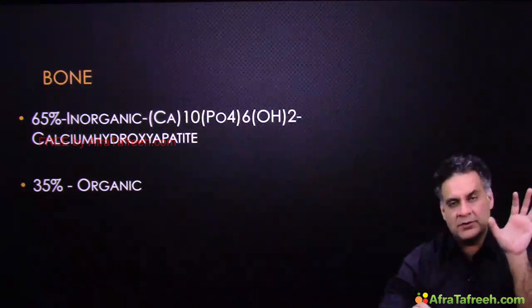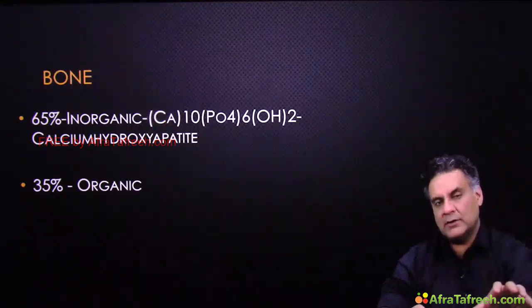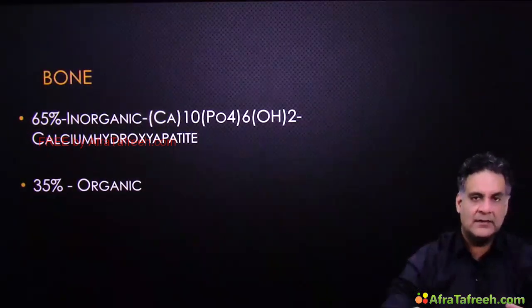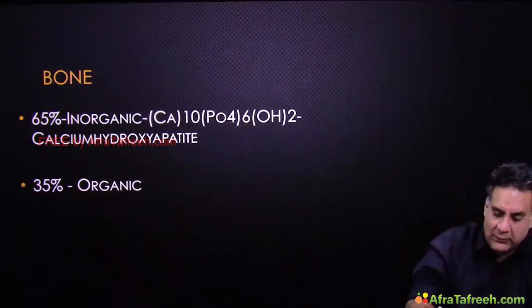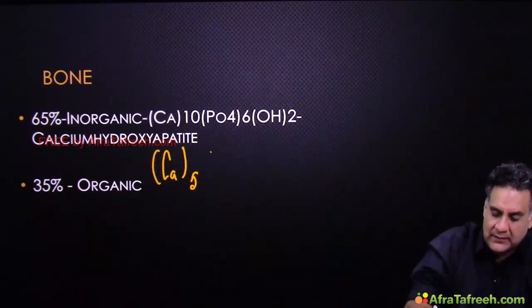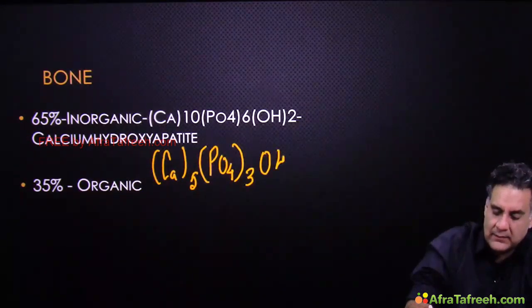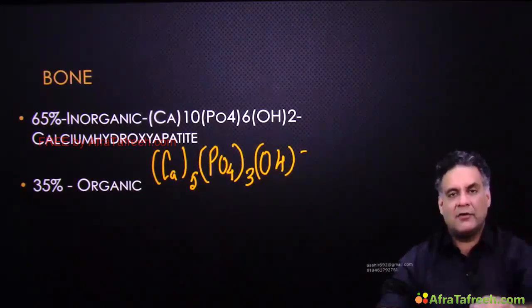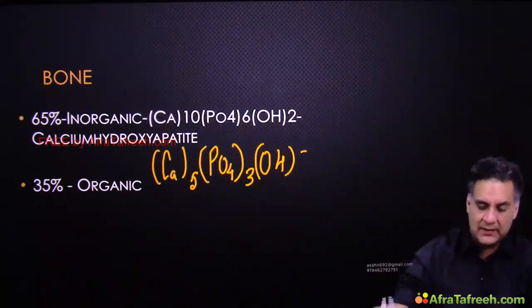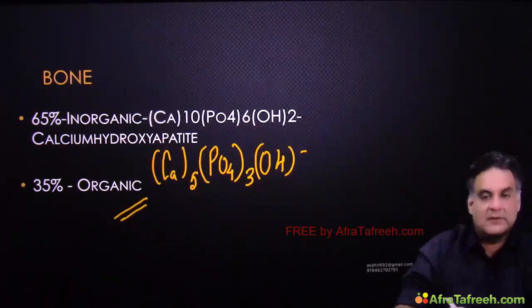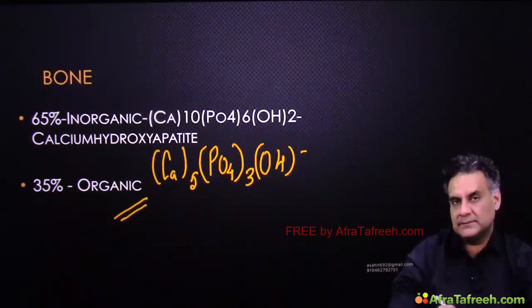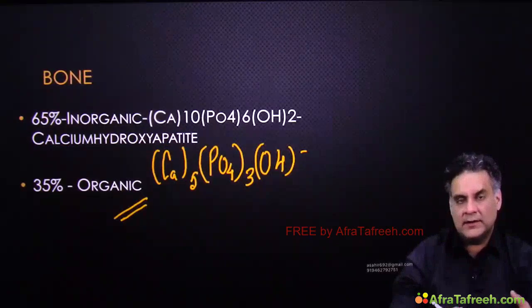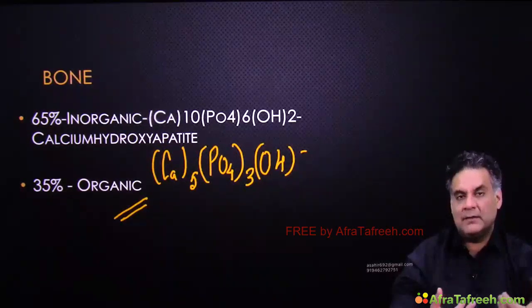Bone has got a majority of inorganic component called calcium hydroxyapatite. It's Ca10(PO4)6(OH)2. Sometimes it becomes Ca5(PO4)3(OH), so this is half of Ca10(PO4)6(OH)2, and then you have 35% as organic component, which I already told you. In the organic component you have type 1 collagen.